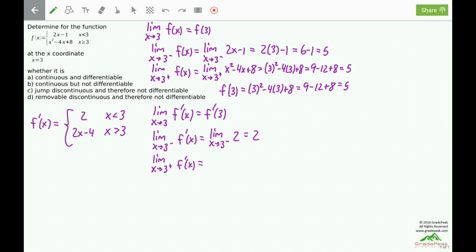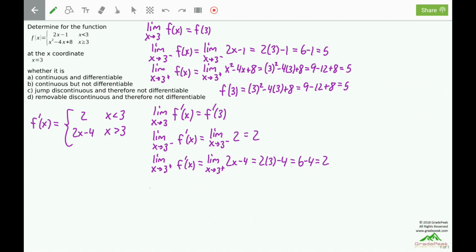For the right side of 3, which means that we are greater than 3, we have this expression, 2x minus 4. Now we can plug 3 in for each of the x's. That will give us 2 times 3 minus 4. 2 times 3 is a 6 minus 4, which comes out to a 2.